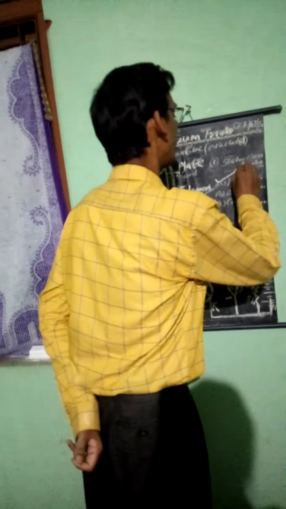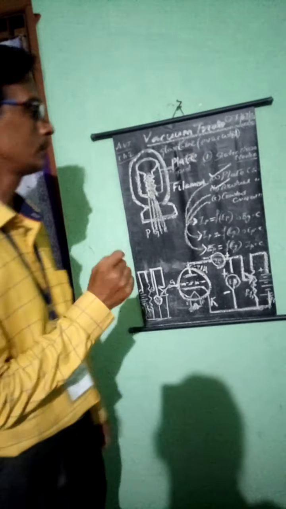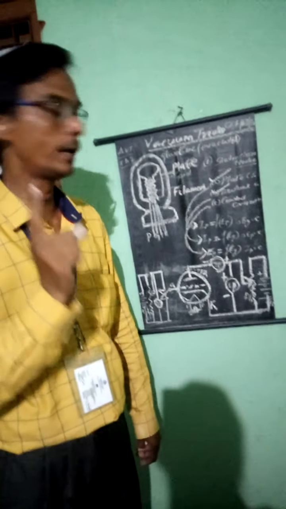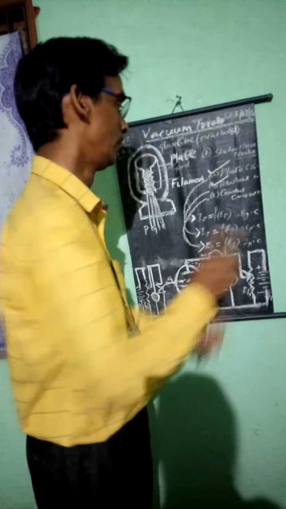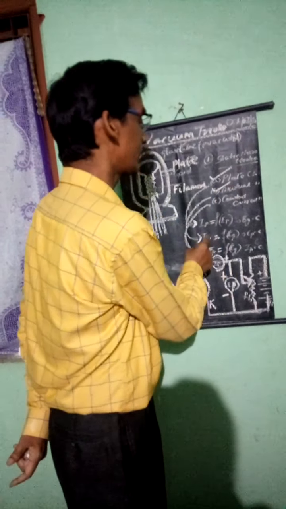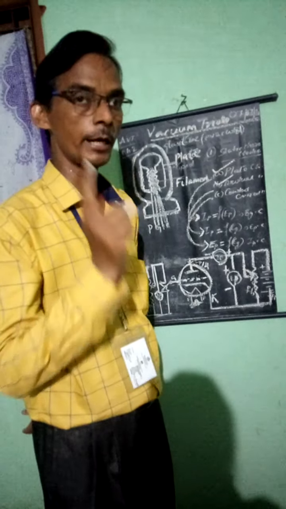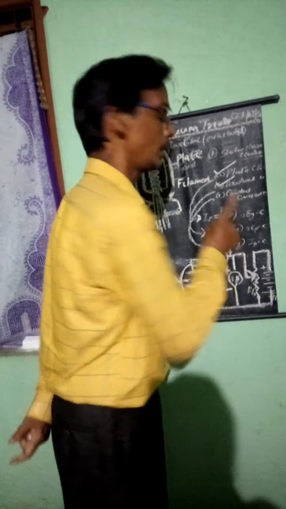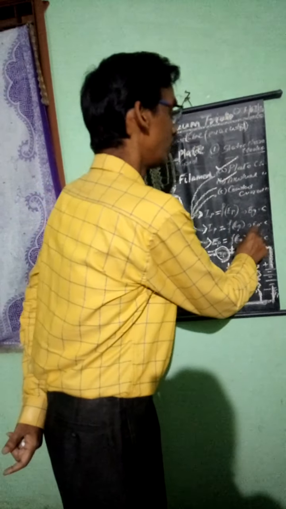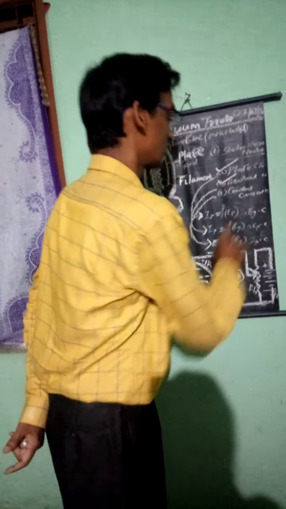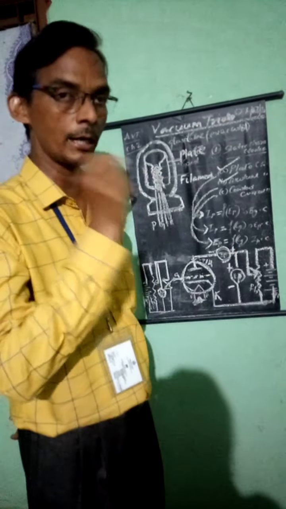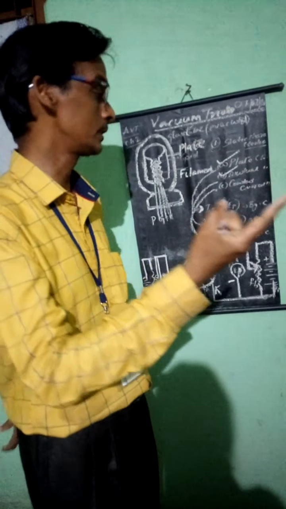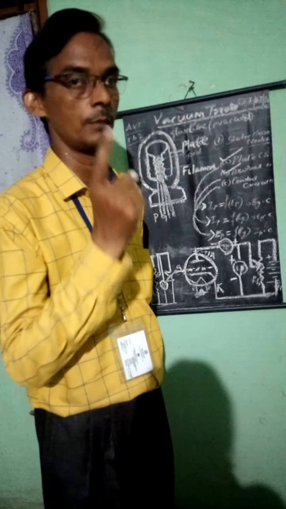We are utilizing the plate as well as mutual characteristics at a time. The plate current is varying in accordance with the plate voltage when the grid potential remains constant. First point. Second, remember, according to mutual characteristics, the plate current is varying with respect to the application of grid potential, when the plate voltage remains constant. Similarly, the constant current characteristics takes place. The plate voltage is related to the grid potential whenever the plate current remains constant.